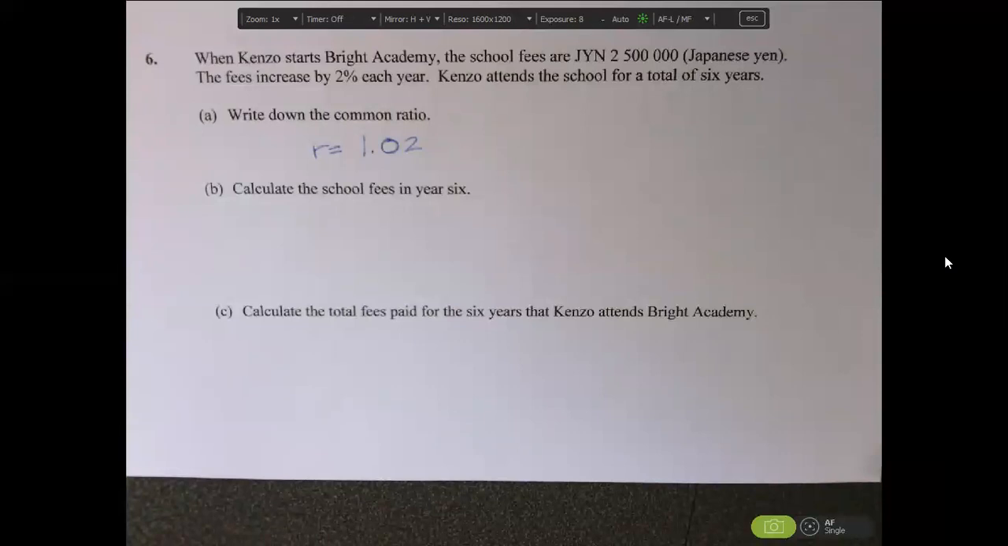But you always want to basically add 1 to your decimal. So convert the 2% to a decimal, which is 0.02, and add 1 to it. Okay? All right. So let's see how you do on part B, guys.